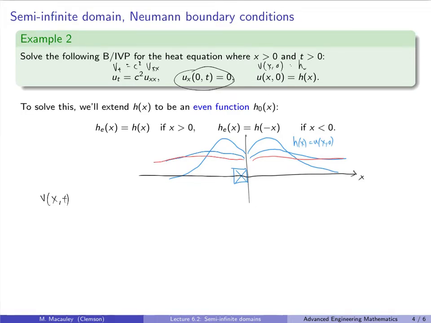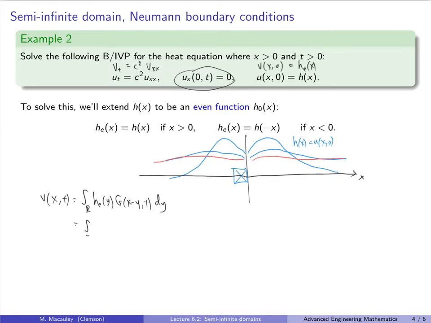So H_E of x. Okay, so we have a solution to this from the previous lecture. It is the integral over the entire real line of H_E of y times g of x minus y t dy. Now we need to break this into two integrals because in general this is not going to be differentiable at this point.